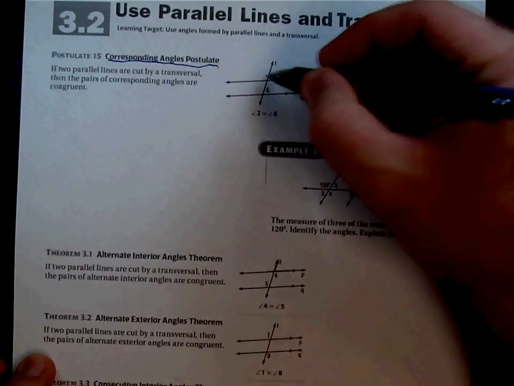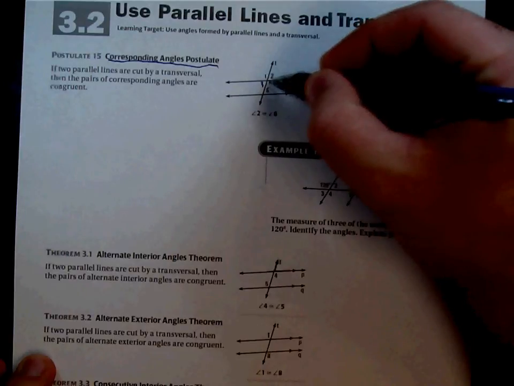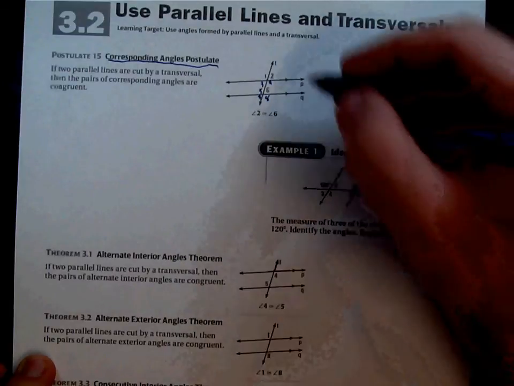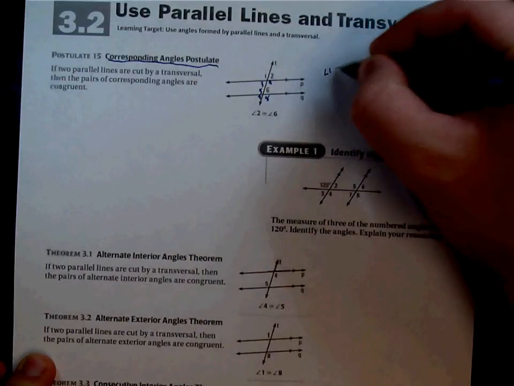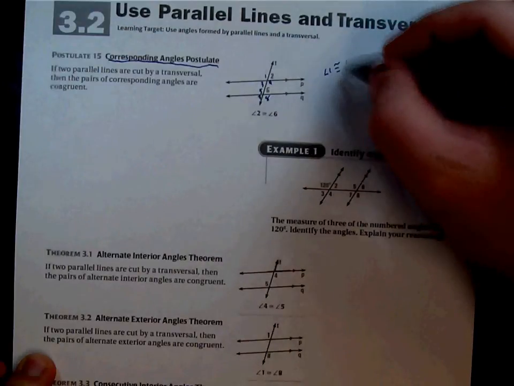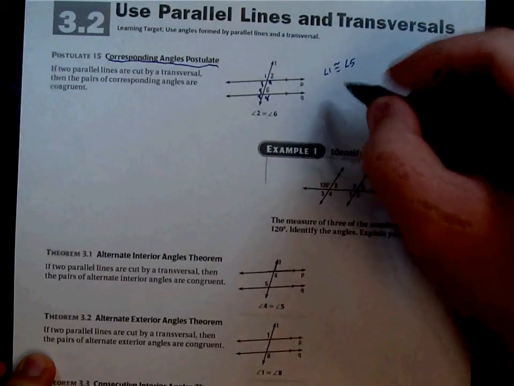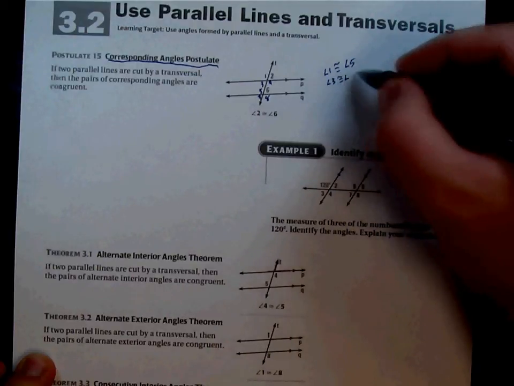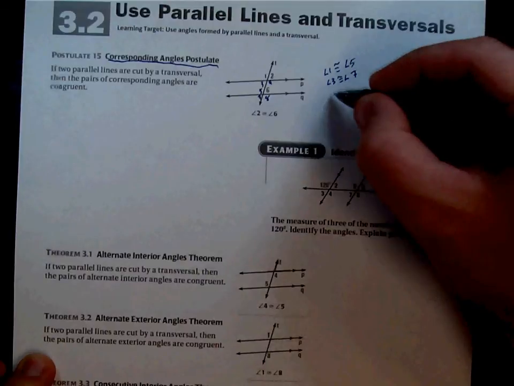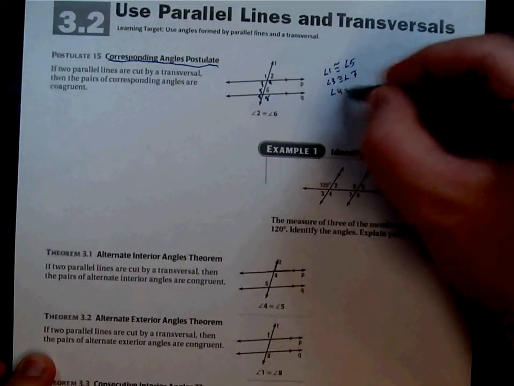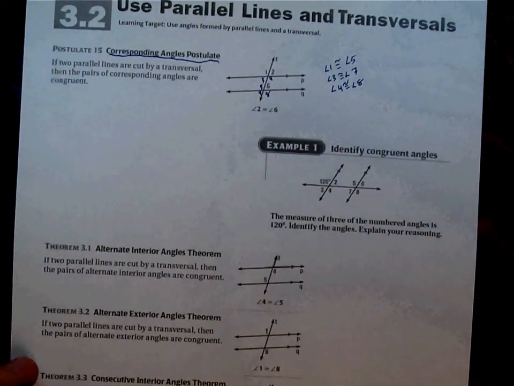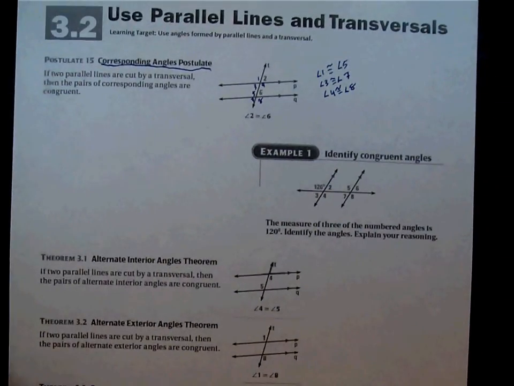Well, if I wanted to mark in the other angles, we have 1, 2, 3, 4, 5, 6, 7, 8. Now I could also list other pairs. Angle 1 would have to be congruent to angle 5 because they're corresponding. Angle 3 and angle 7 are corresponding, so they have to be congruent. Angle 4 and angle 8 would have to be congruent because they're corresponding. And then we already had the 2 and the 6 listed. So there's more pairs than just the one, but that was just showing you one example of corresponding angles.